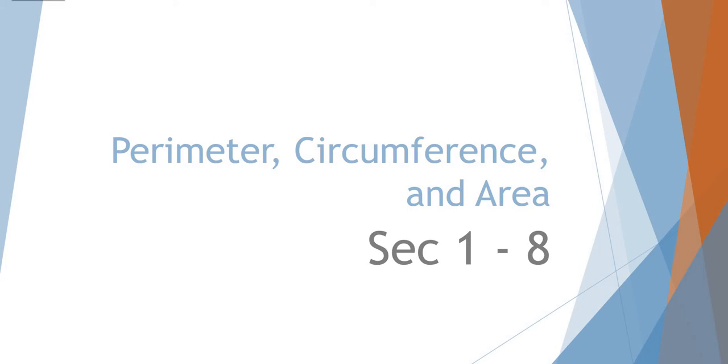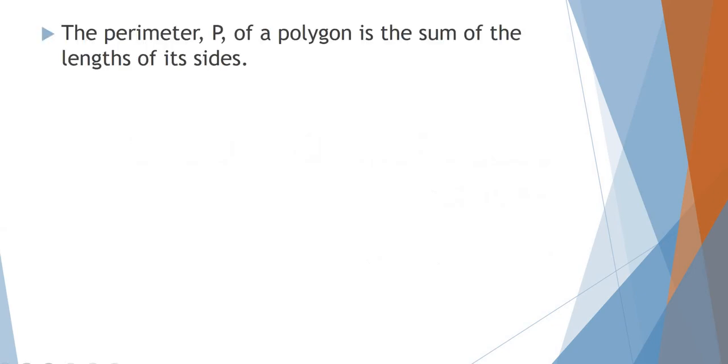Section 1.8 is on perimeter, circumference, and area. So let's start with perimeter. The perimeter P of a polygon is the sum of the lengths of its sides. A polygon, remember, is a closed figure whose sides are made up of line segments. So for any polygon, the perimeter, the distance around the outside, is the sum of the lengths of its sides.